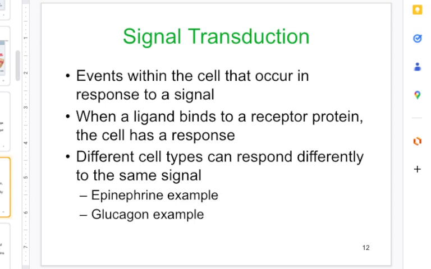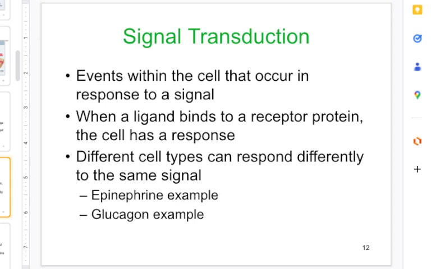Glucagon has a similar ability to have different responses of the target cell in response to the ligand receptor complex being formed. So glucagon is a hormone as well, and glucagon is secreted by the pancreas. Glucagon is secreted by the pancreas when our blood sugar is getting too low. And glucagon can act in multiple ways to increase the supply of glucose to the bloodstream.